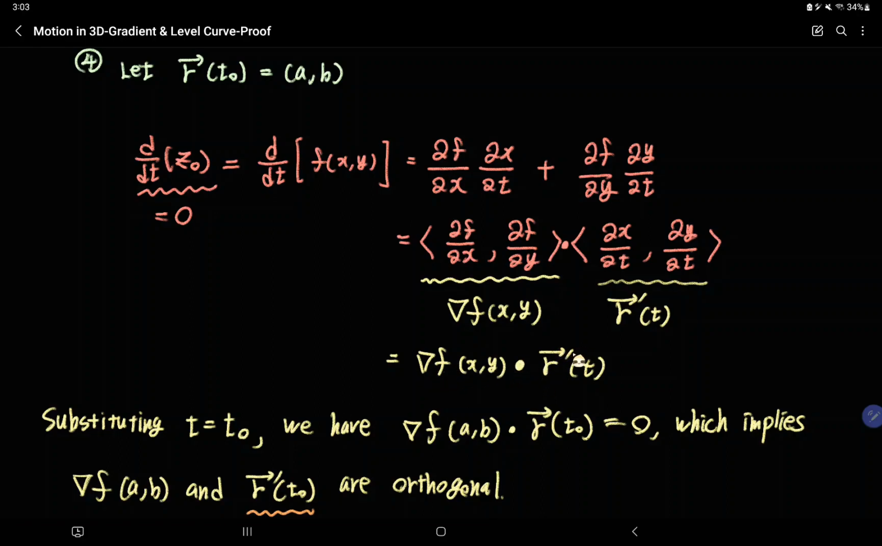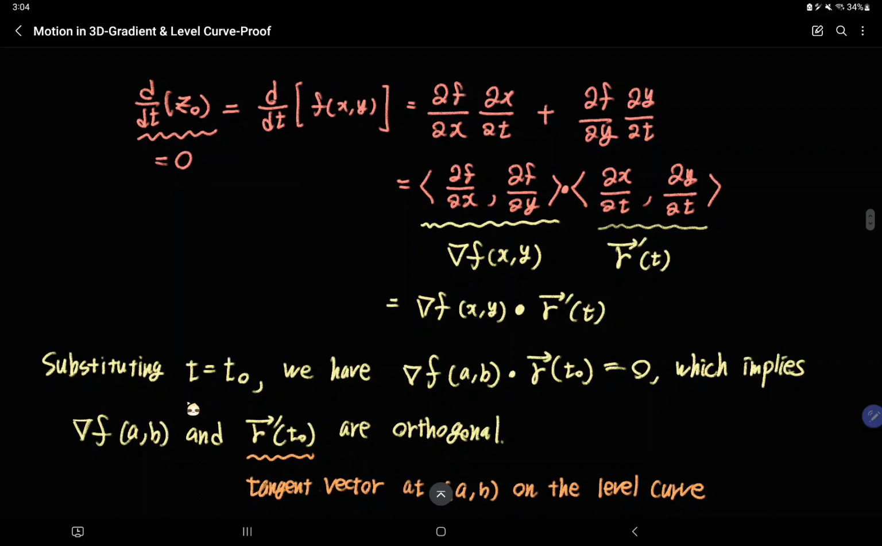This is a dot product. What's r prime? Since the parameterization r represents the level curve, or part of the level curve including (a, b), r prime must be a tangent vector on the level curve. And the left hand side is 0. So the dot product of two vectors turns out to be 0, which means the two vectors must be orthogonal. That's the definition of orthogonal, right? Then substituting t equals t0, we have gradient f dot r prime equal to 0, which implies that gradient f and r prime are orthogonal. So that's the proof.